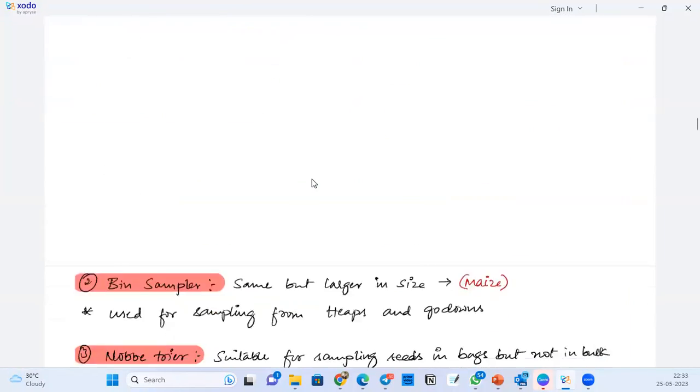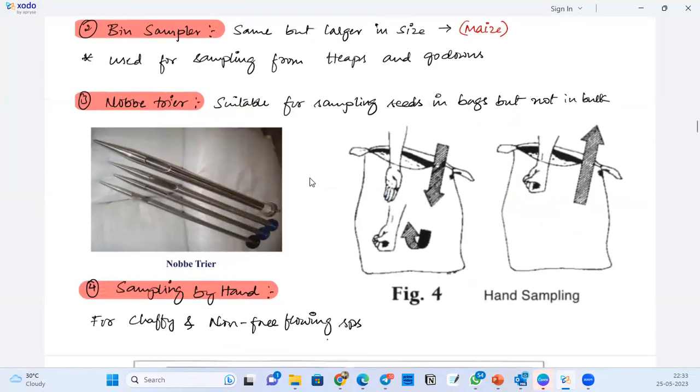Next we have the nobbe trier. I hope you are very familiar with this trier. This is suitable for seeds which are in bags, not in bulk. If they are in bags of this kind, they are suitable for sampling. Then we have a bin sampler. This is for sampling in godowns, when the seeds are heaped in the godowns. This sampling procedure is employed, and this is seen in the maize bin sampler. Sampling is done by bins, also called bin inspection or bin sampling. So this is for maize.